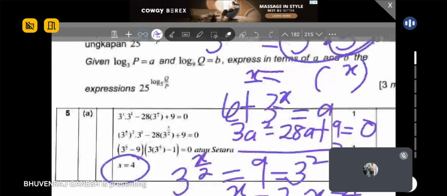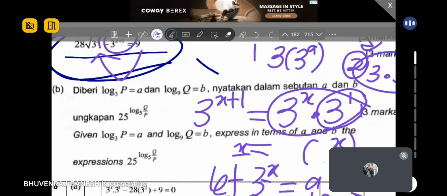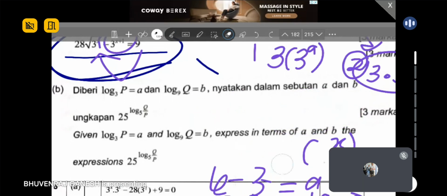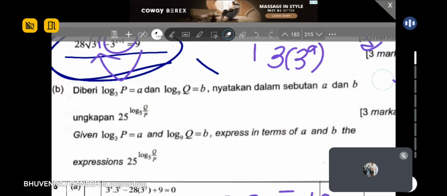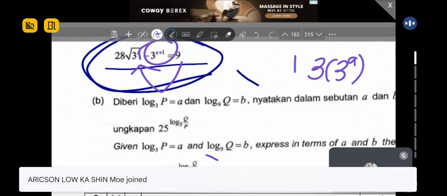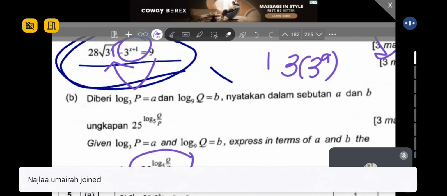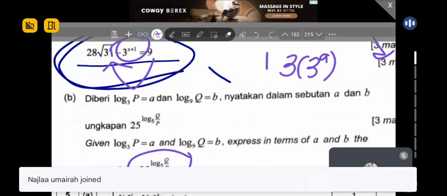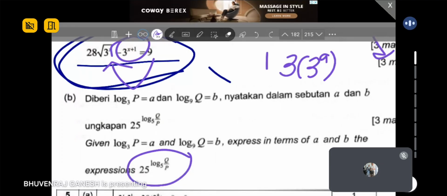Kita lihat soalan yang ni. Soalan B. Okay guys. So for question B, mereka tanya pasal log. They are talking about logarithm. So for this one, they ask you to express this one. Kamu kena ungkapkan yang ni guys. It looks very difficult, right? Nampak sangat kompleks. Betul? Tapi tak sangat kompleks lah.